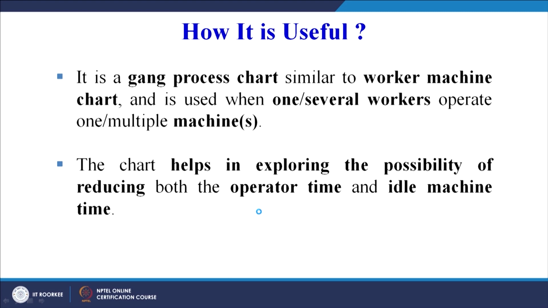It is a gang process chart, similar to the worker machine chart, and is used when one or several workers operate one or multiple machines. So here we can have a single operator operating 2 machines in the vicinity, or it can be 3 operators operating a single machine. Different situations can be there, and based on that we can have different types of man machine charts.